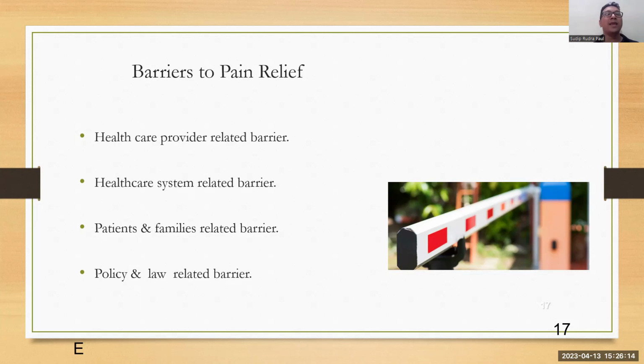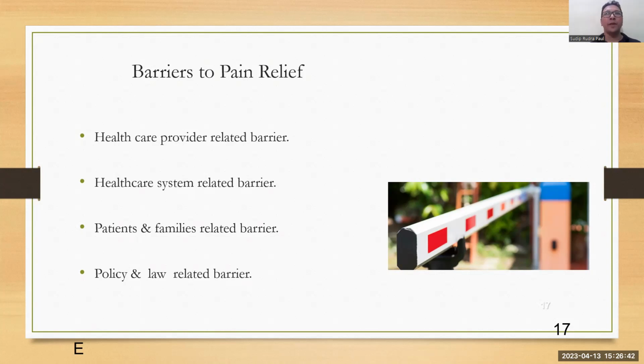Secondly, healthcare system related. Different hospitals have different hierarchy systems. The professors basically come in on working days, maybe 10 to 2 o'clock. After that, they are not in the hospital. Under them, they have the students, maybe registrar PG students. So they will be there.